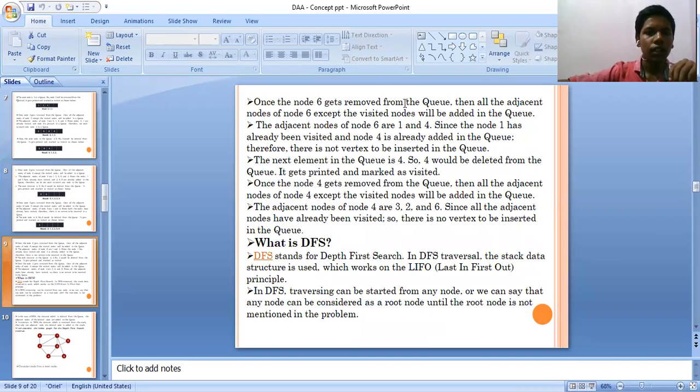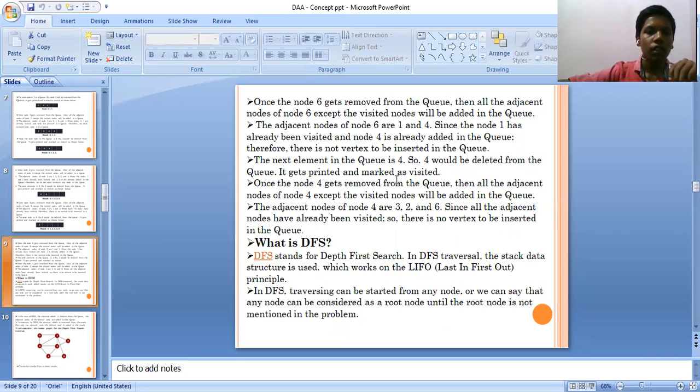Once the node 6 gets removed from the queue, then all the adjacent nodes of node 6 except the visited nodes will be added in the queue. The adjacent nodes of node 6 are 1 and 4. Since node 1 has already been visited and node 4 is already added in the queue, therefore there is no vertex to be inserted in the queue. The next element in the queue is 4. So 4 will be deleted from the queue and it gets printed and marked as visited.